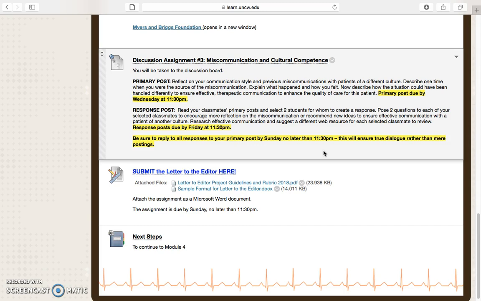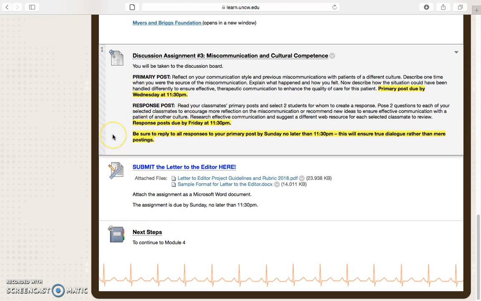So think of a time when you were the source of a miscommunication, whether big or small. We have all done that, okay? And how it affected your patient, how it affected you, or how it affected others. And discuss that in your discussion board this week. Follow the guidelines for the response post, okay?